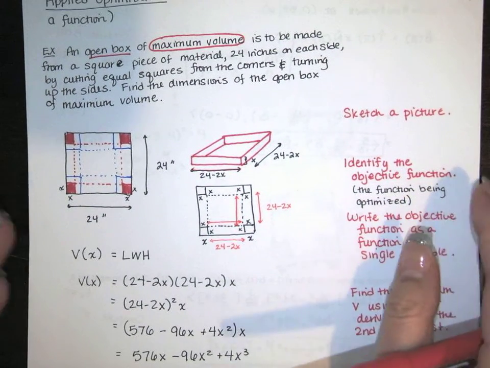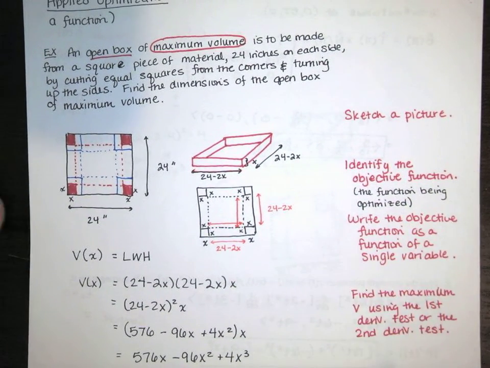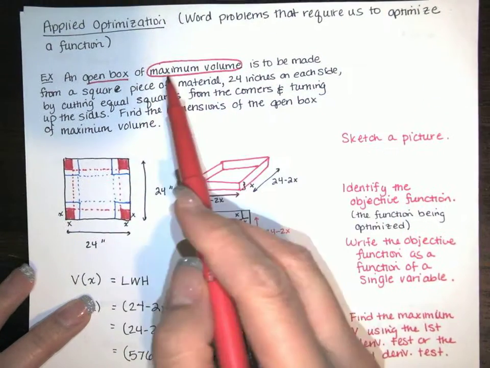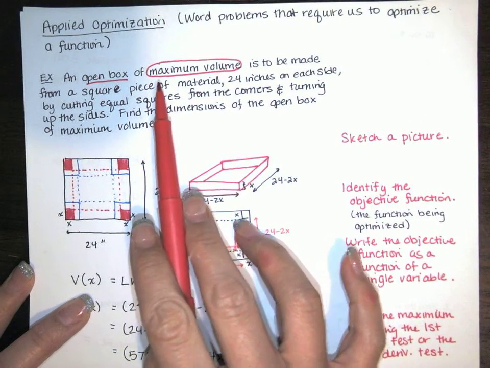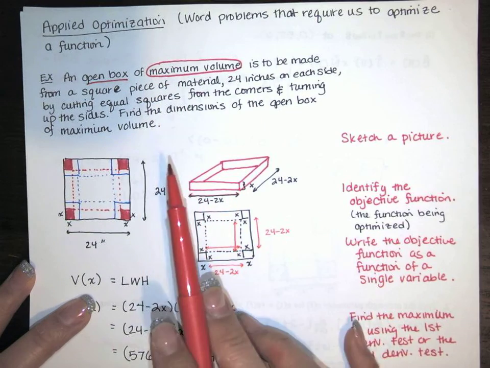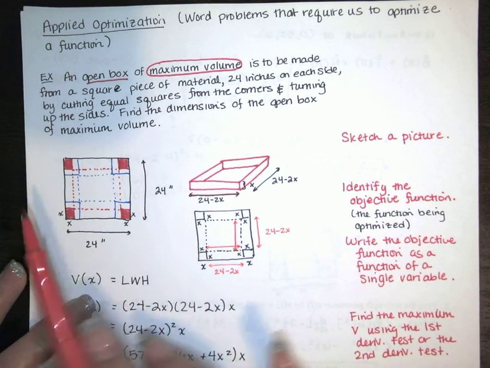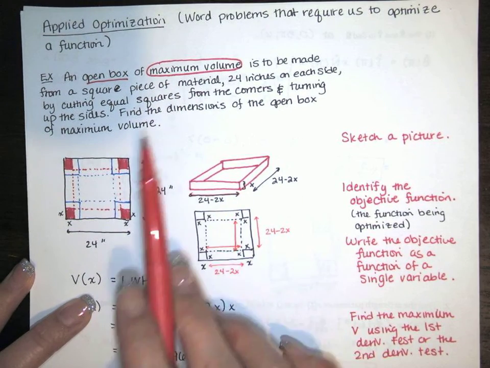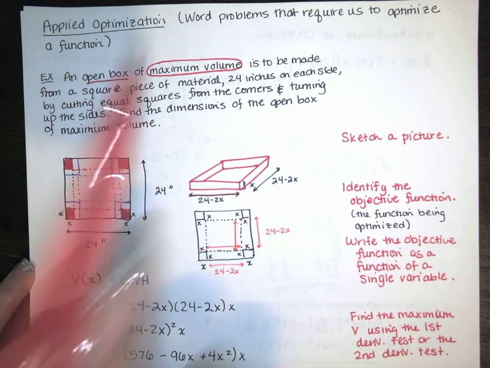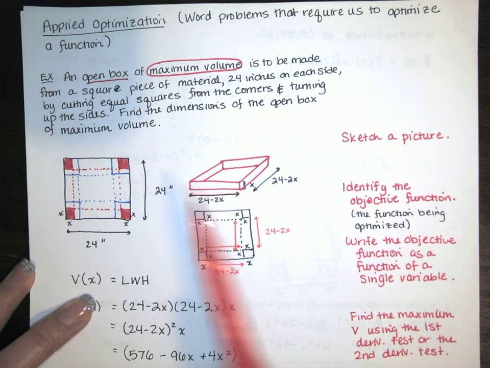And then we identified the objective function. That's the function that we're trying to minimize or maximize. And it's going to be told to you somewhere in here. It's going to say maximize this. Find the maximum volume, find the maximum area, find the minimum length, something like that. It'll be stated here somewhere. I saw an open box of maximum volume. I said to myself, I'm going to maximize the volume.